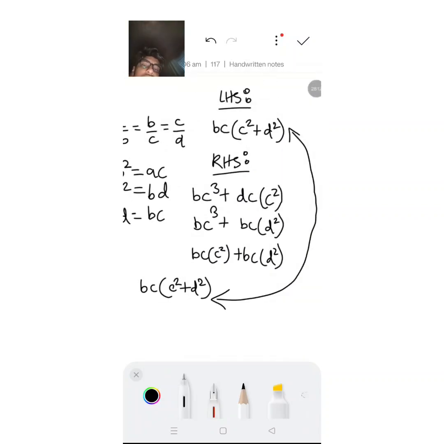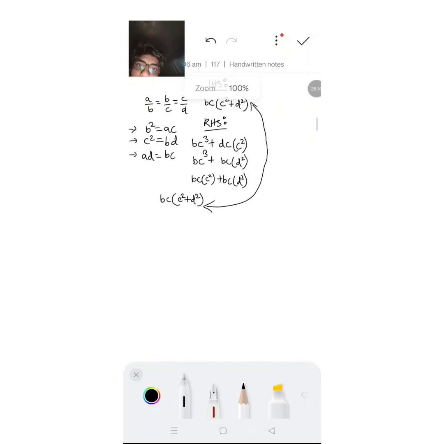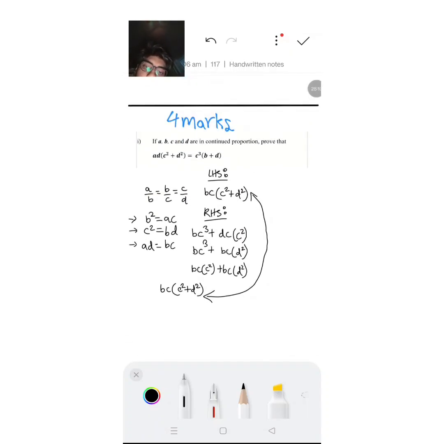So we have proven that they are equal. We proved that LHS is equal to RHS by doing literally nothing. This is all that we needed to do. So you don't even need K method for this. My advice is whenever you have A, B, C or A, B, C and D that are in continued proportion, don't use K method. If it doesn't work, then you go for it. Otherwise, don't do it. That's the advice I'm going to give you guys.